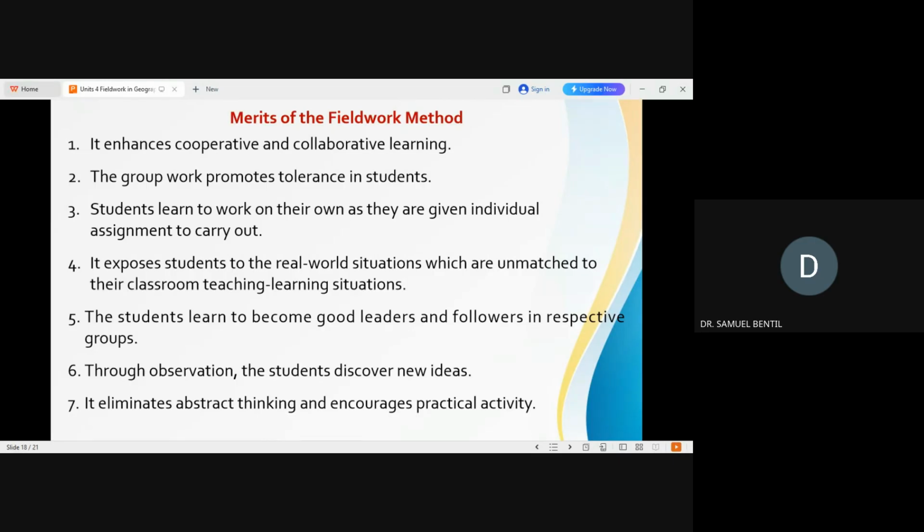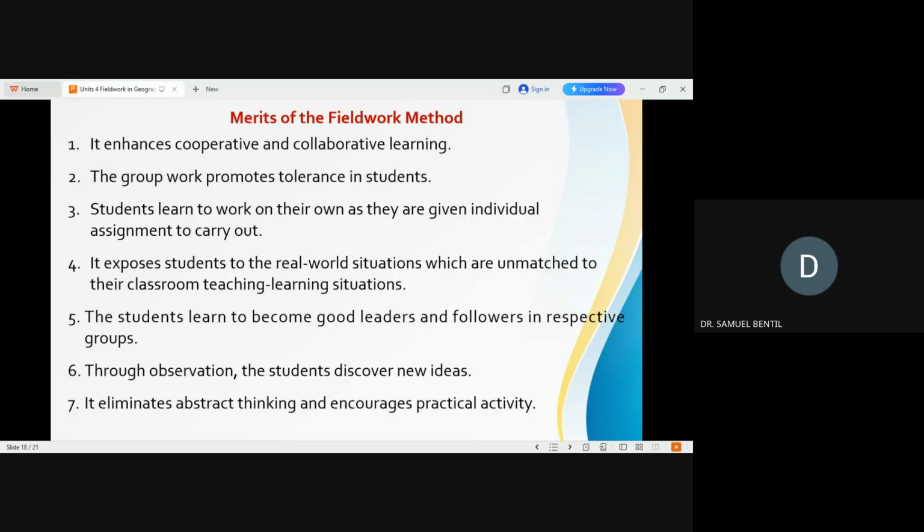The ones we looked at first were specific areas, but in general, you can blend these two areas. We are saying that fieldwork enhances cooperative and collaborative learning because they work in groups. It even nurtures student leadership skills, where we have the leader and the rest become followers. There is that spirit of tolerance. So that collaborative and cooperative learning spirit is there.